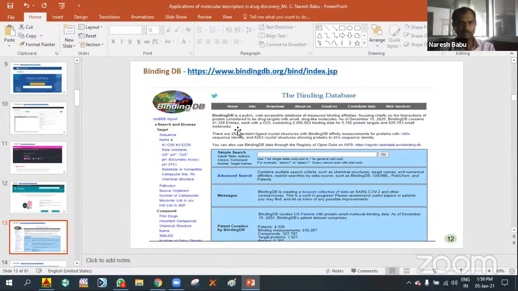In this database, we can observe that it contains nearly 41,328 entries, each with a DOI, containing 2,96,653 binding data, and different protein targets are available. And we can see the different protein interactions in this database.